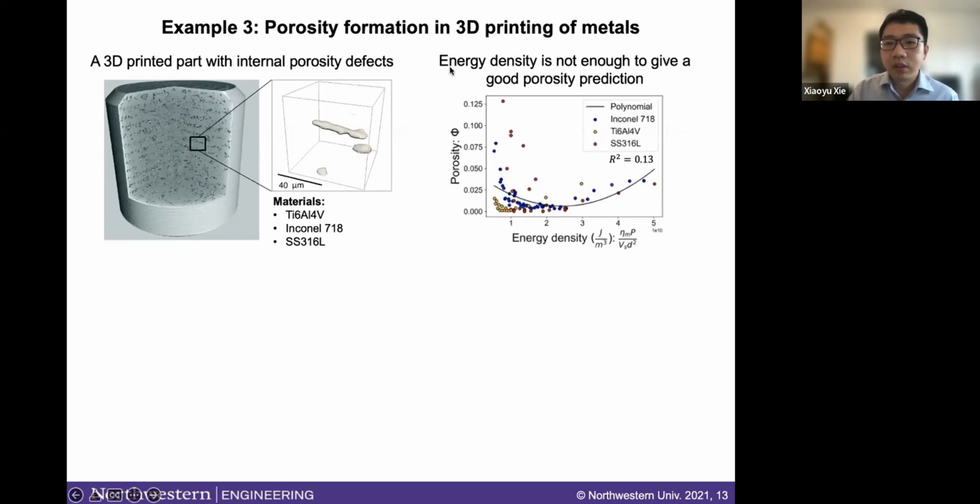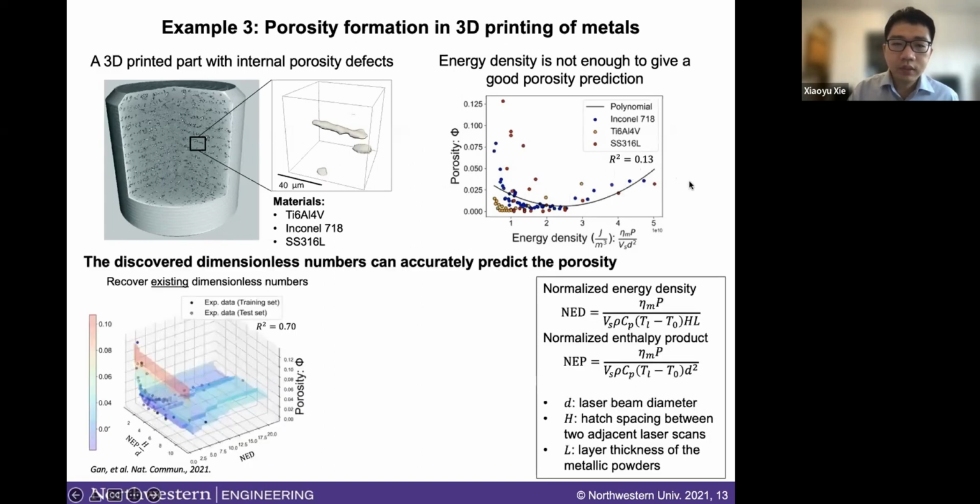And typically people use energy density. It seems energy density is good, but if we only use energy density to fit the porosity, the performance is pretty bad. The R-square score is only like 0.13. If we use our approach, the dimensionless learning can rediscover the existing dimensionless numbers like this one. This one is also in Professor Gan's Nature Communications paper. And we can find the R-square score is 0.7, and it relates to two non-dimensional parameters: normalized energy density, NED, and normalized enthalpy product, NEP.